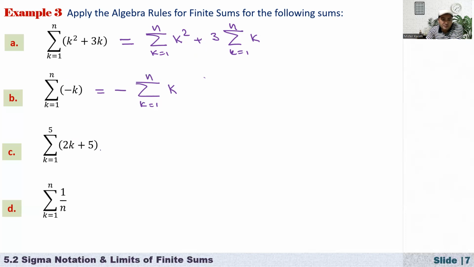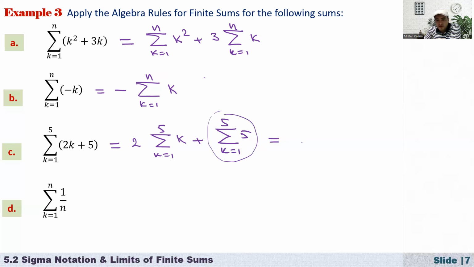And how about this 2k plus 5? Again, using that property, I can write it as the first one, 2 times k. 2 is a constant number, so it is 2 times sigma k is equal to 1 to 5 of k, and plus also 5, so sigma k is equal to 1 to 5 of 5. This part is just 5 times 5, that's 25, and I can simplify this further.